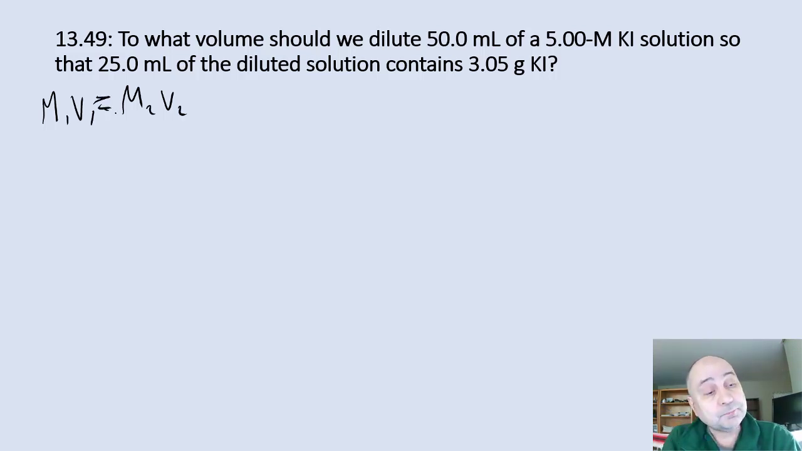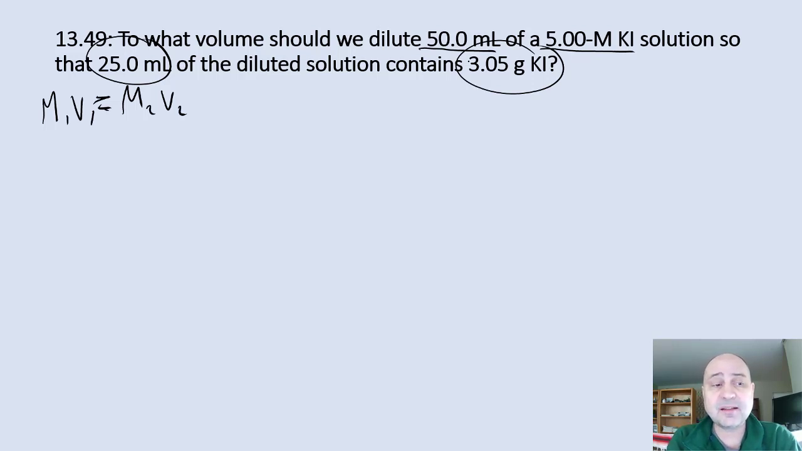So we do know the original molarity and the original volume. We're told we're going to use 50 milliliters of a 5.00 molar potassium iodide solution. But we don't know the volume. That's what we're asking for. What's the final volume going to be? But we don't know the final molarity either. So this is a little tricky. See, this is not the final volume. We're asked for that. But we are told that 25 milliliters of that diluted solution should have 3.05 grams of potassium iodide in it. And so that's the key.